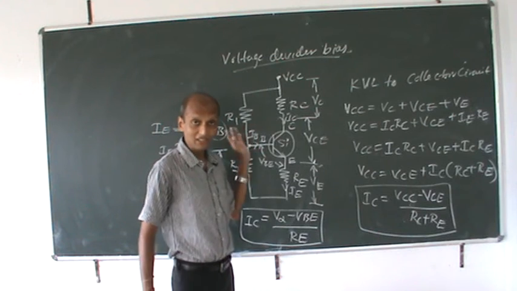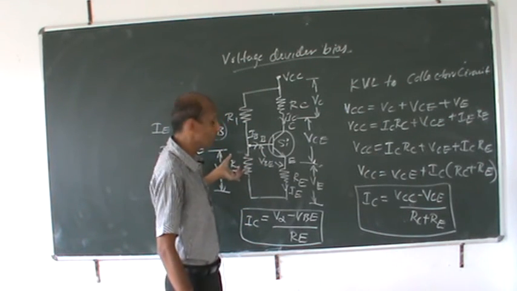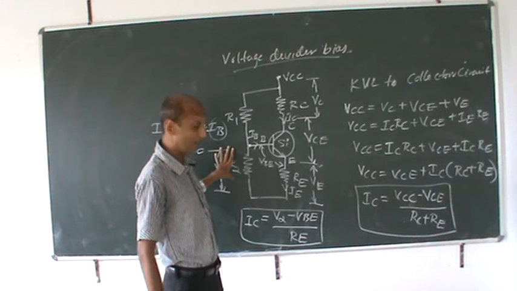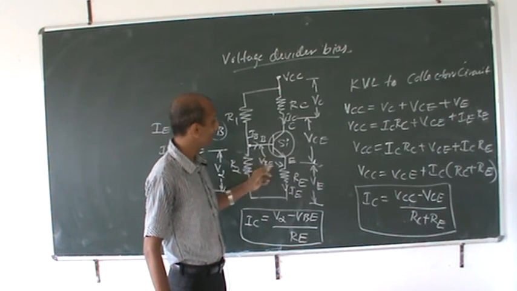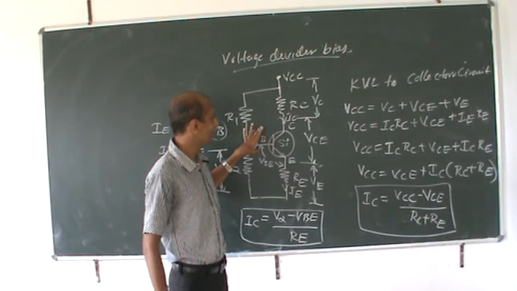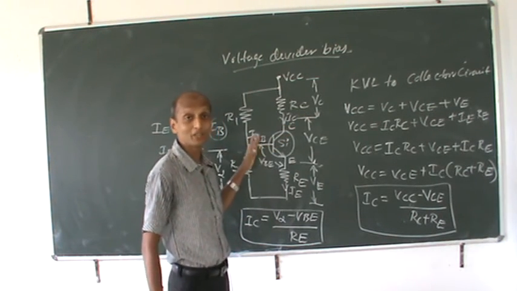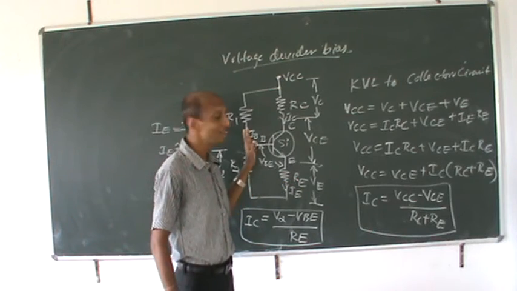You will be asked to calculate the collector current and the voltage drop across your R2, and they will be asking you about the VBE and what will be the value of your IB and what will be your value of IC. All these things they will be giving to find out for 5 marks.